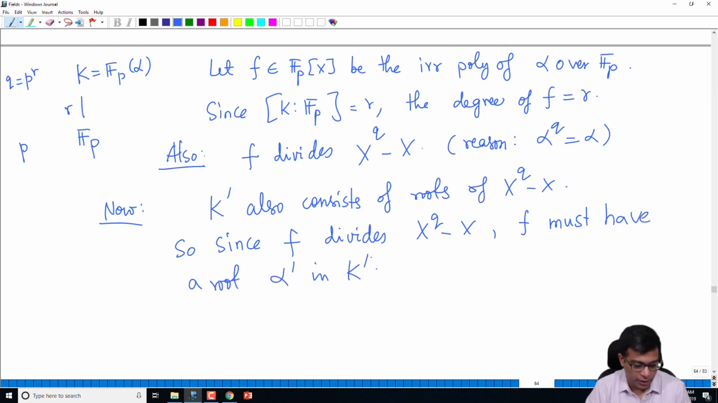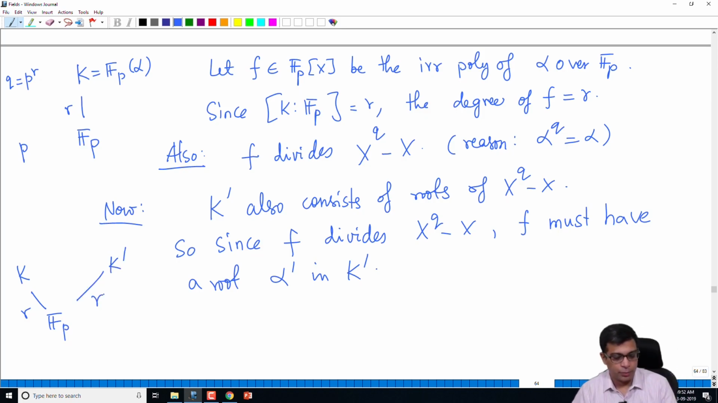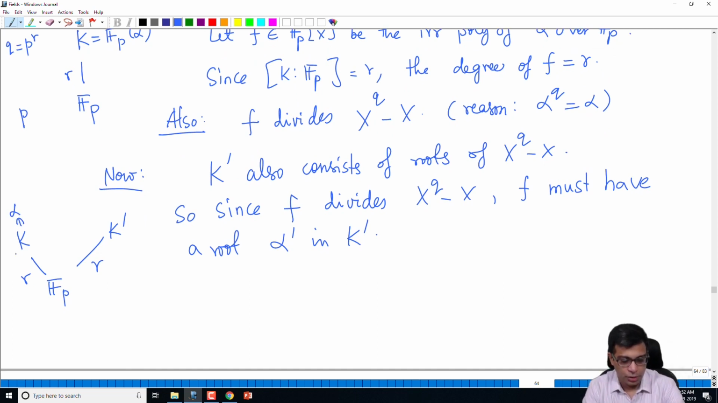Okay, so this is a bit tricky, but what I am saying is that K is there, it is an extension of Fp of degree r. Similarly, K prime is there, this is also an extension of degree r, because K prime also contains p power r elements. Alpha is here, right? The irreducible polynomial of alpha is small f, which lives over capital Fp. That small f divides x power q minus x. X power q minus x splits completely in K prime, because K prime exactly consists of roots of x power q minus x. That means f must have a root in K prime.